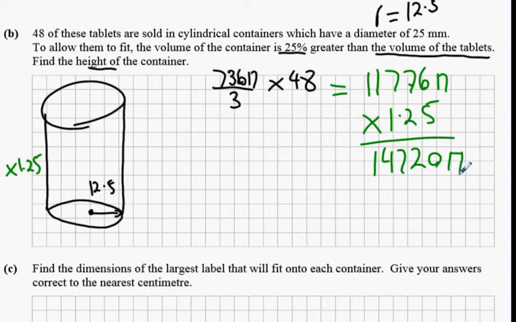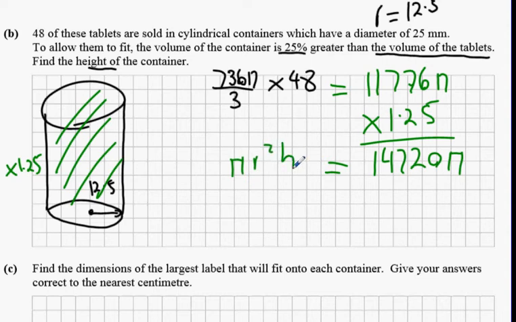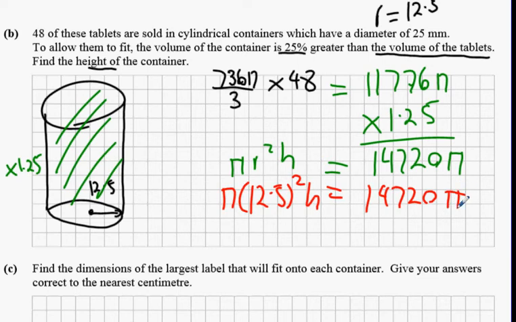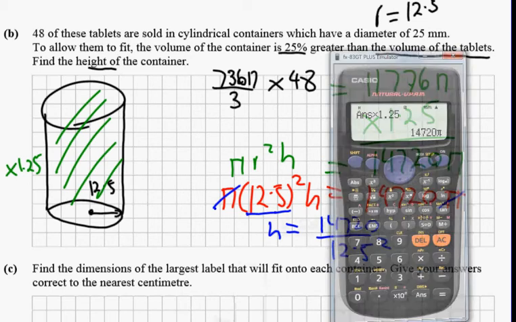14,720 pi. Now, what did we say? It's in the shape of a cylinder, so that's the volume of a cylinder. Pi r squared h has to be equal to that. My r squared is 12.5 squared. So I'm going to have to solve what h is. Anybody have an idea how to do that? What about the 12.5? Divide it. So 14720 divided by 12.5. Anybody tell me what that is?